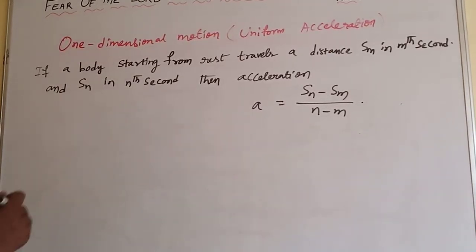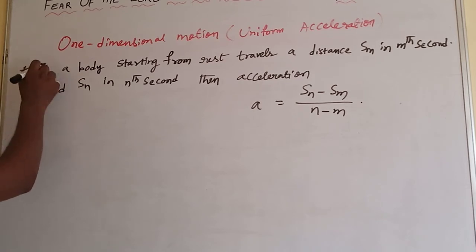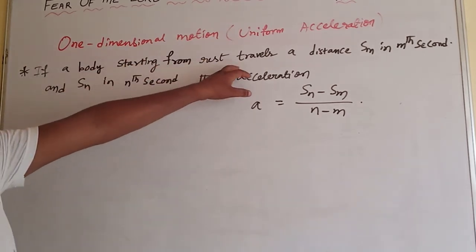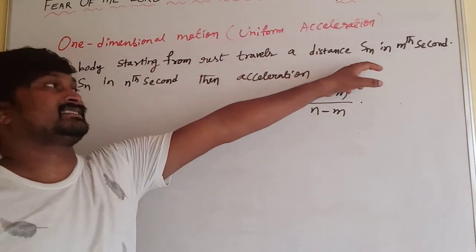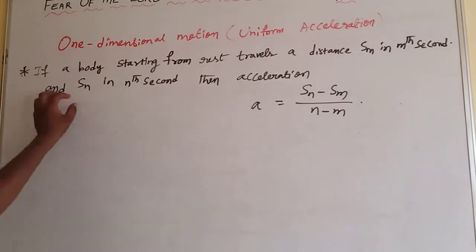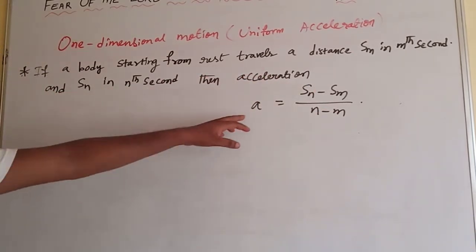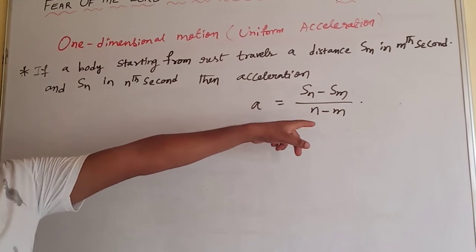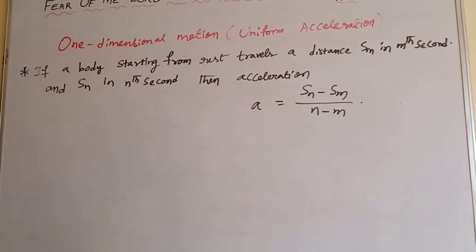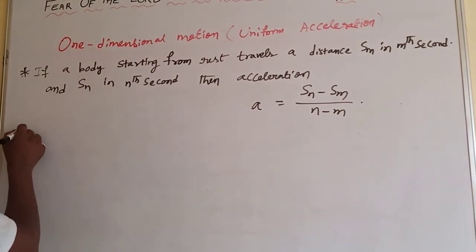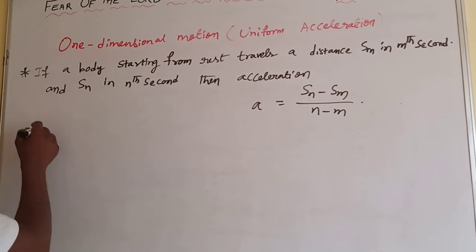Alright, next one. This is a very important point. If your body starts from rest, travels a distance Sm in the mth second and Sn in the nth second, then what is your acceleration? So acceleration a is equal to Sn minus Sm upon n minus m. So for example, they may ask the question in this way.